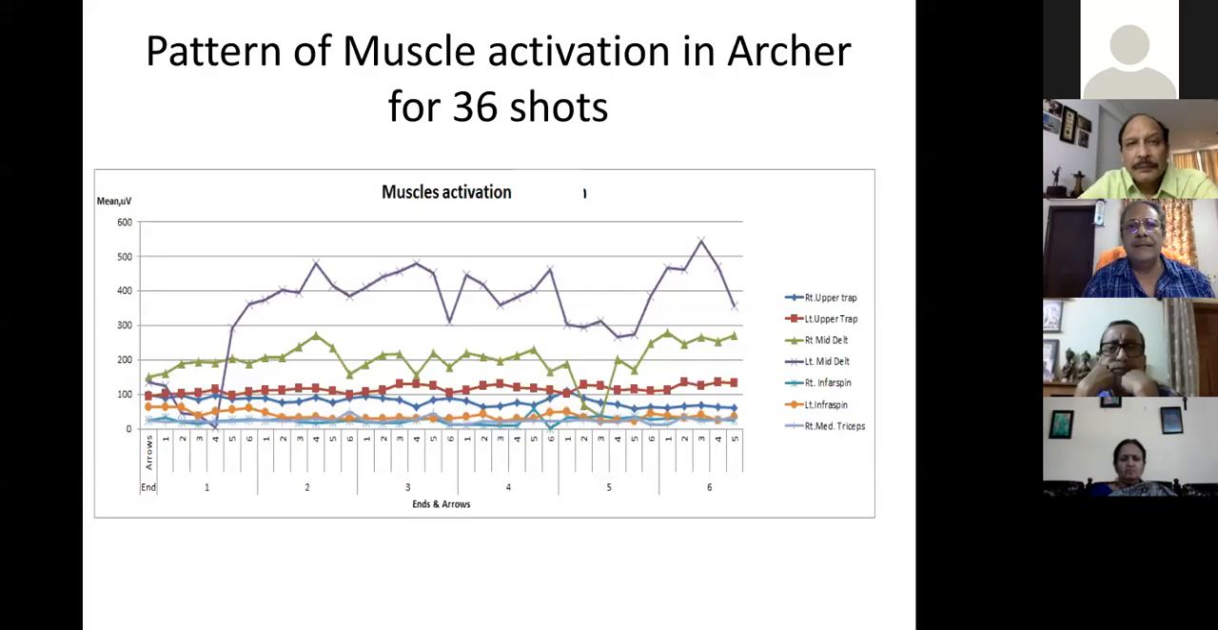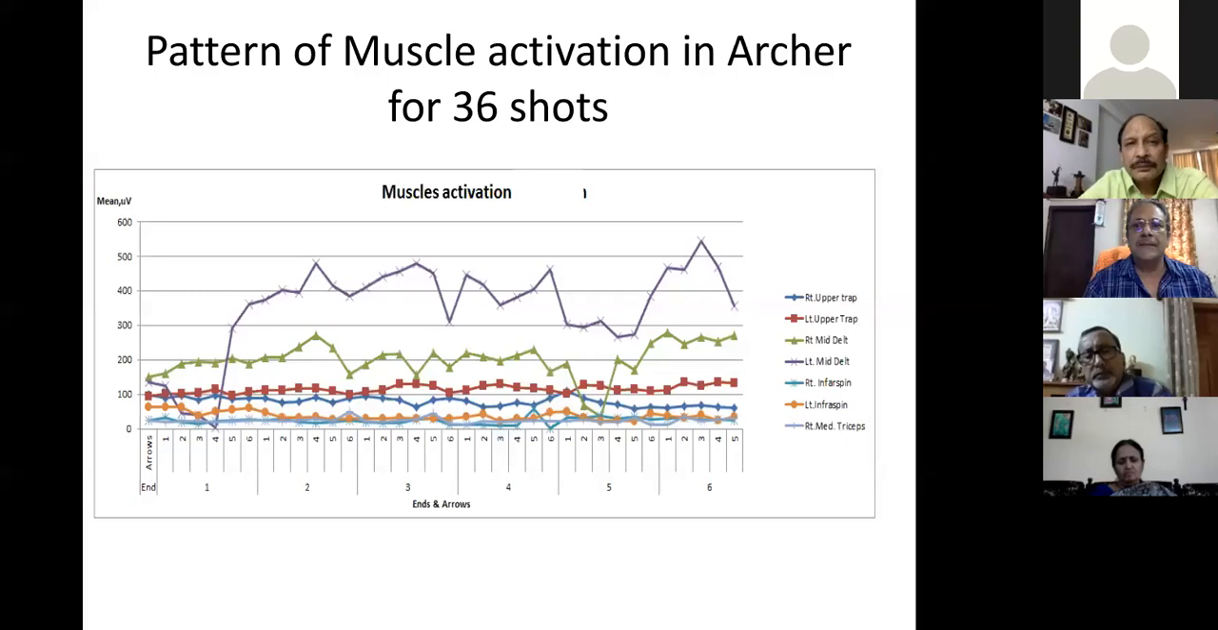I know that in archery there is wind influence, and based on that, sometimes the archer has to adjust his bow and arrow according to the wind condition and then shoot. But I just wanted to show this as a trend. If there is any variation in this middle deltoid, then probably these muscles are not stabilized, and there could be variations in the scores for the archer.